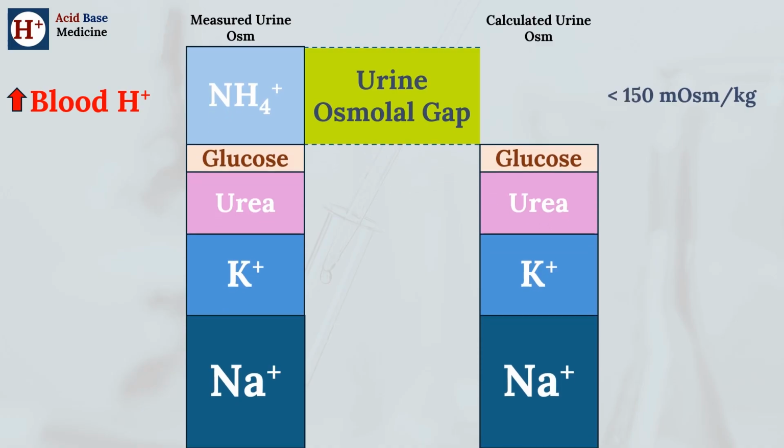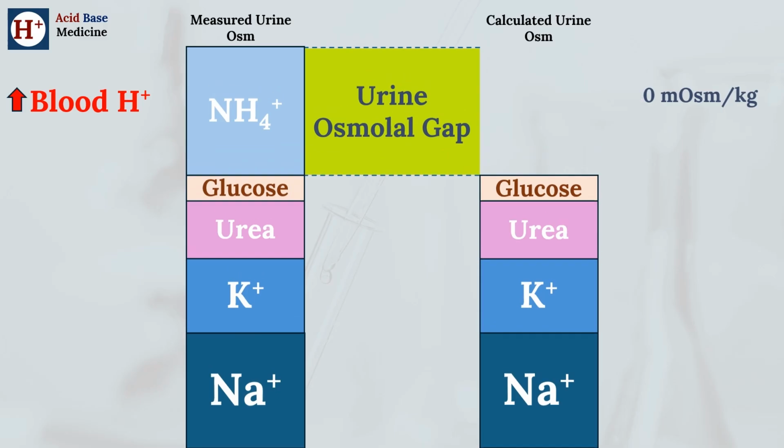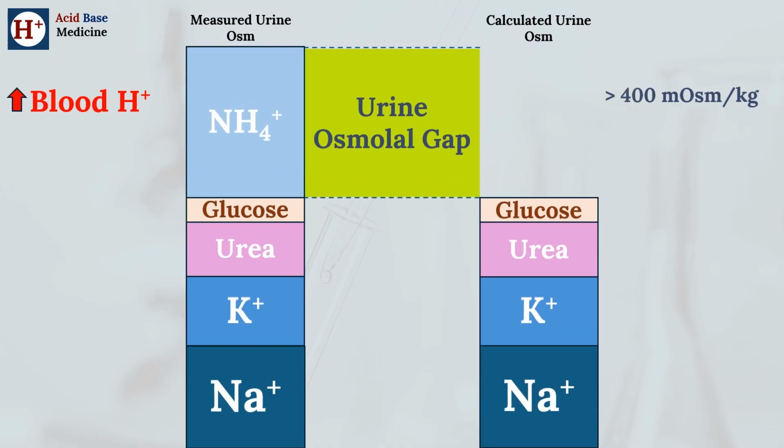A urine osmolar gap of less than 150 milliosmoles per kilogram suggests low ammonium ion excretion, which is an inappropriate renal response to acidosis, seen in distal type 1 RTA and type 4 RTA. A urine osmolar gap greater than 400 milliosmoles per kilogram suggests normal or high ammonium excretion, which is an appropriate renal response to acidosis, and that is seen in diarrhea.